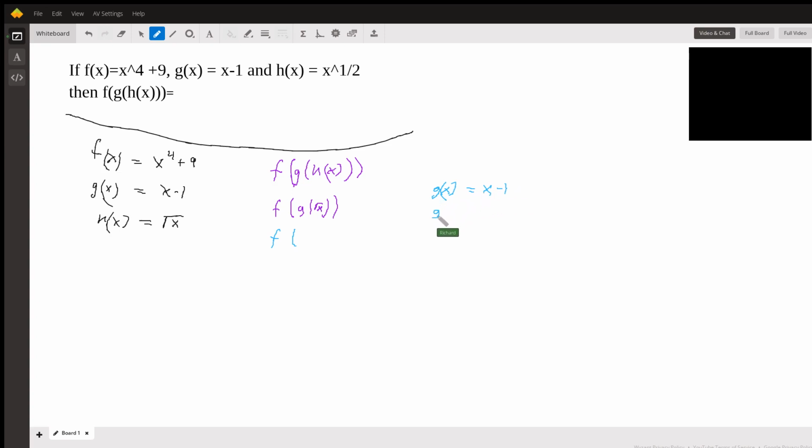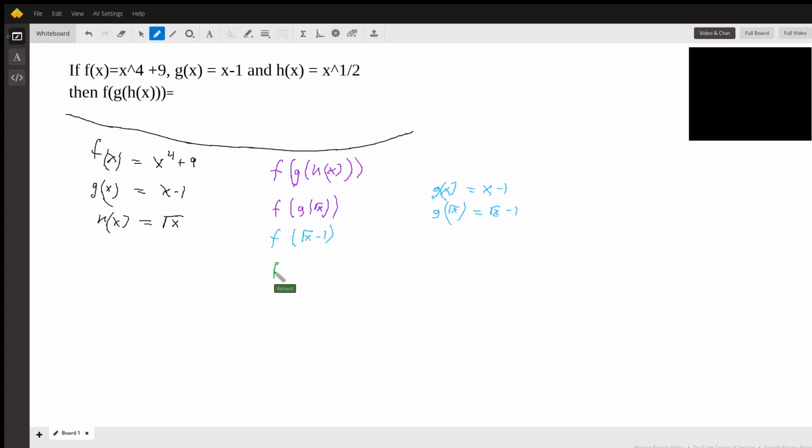And so g of the square root of x is going to be what you give me, which is square root of x, and I'm going to subtract 1 from you. So this becomes f of square root of x minus 1. Hopefully that's clear. And now we'll change colors one more time, and we'll go to green, say.